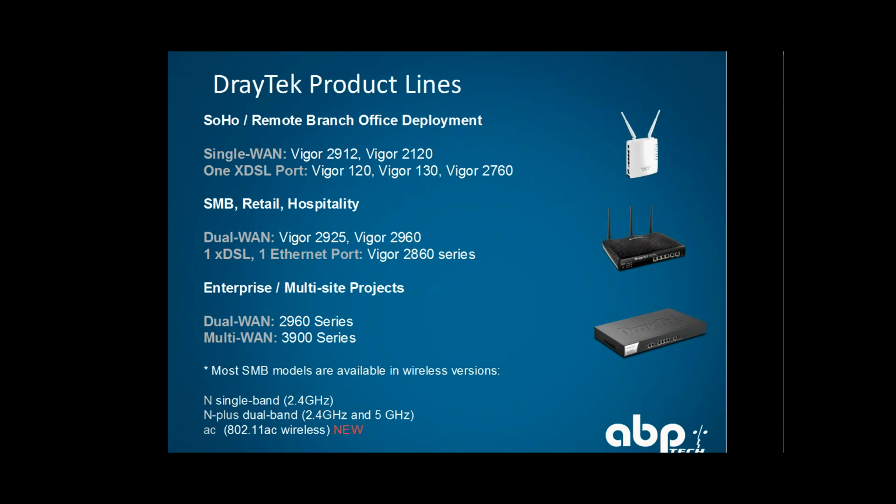As far as wireless goes, most of the single and dual WAN routers are available in wireless variants. I have our naming convention there. So if you're looking at the 2925 series, for example, the 2925N is going to be single band 2.4 gigahertz. N plus is going to be concurrent dual band, 2.4 and 5 gigahertz, and AC is going to be the new standard 802.11 AC with really fast gigabit wireless speeds.